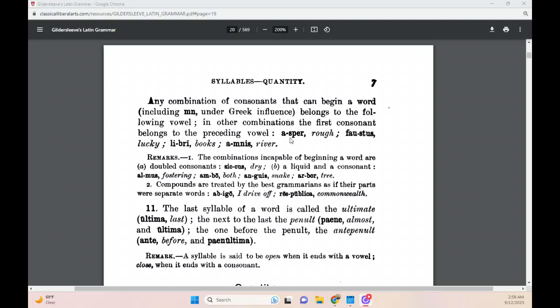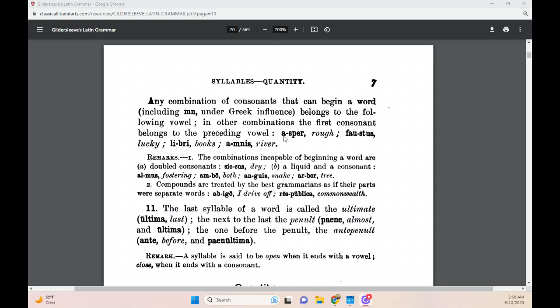So let's look at a couple examples. We have asper, which we looked at before. The consonants S and P can begin a word, so they're kept together, and the word is divided into syllables before the S-P combination.